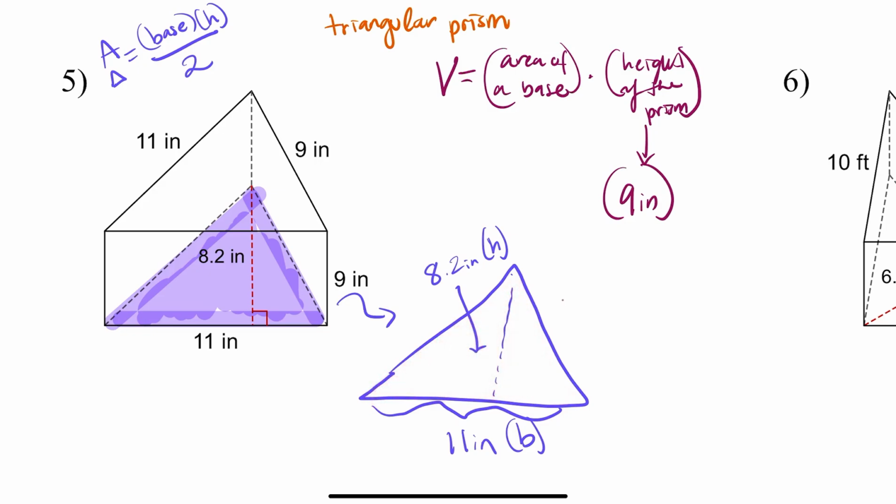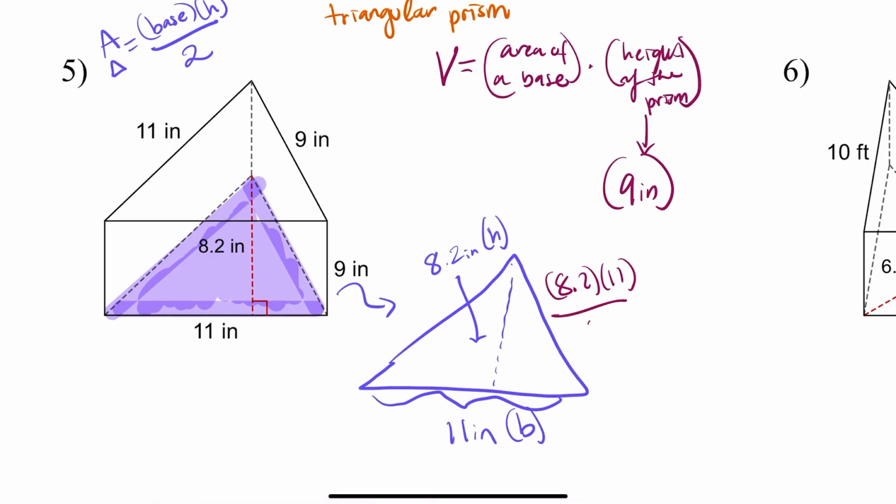So we're going to take 8.2 times 11. The order doesn't matter. It could be 8.2 times 11 or 11 times 8.2, and then all divided by 2. Let's put that in our calculators: 8.2 times 11 divided by 2. The area is 45.1. Cool. What you just found was the area of a base.